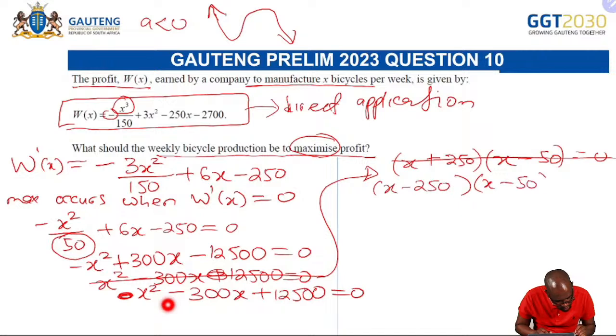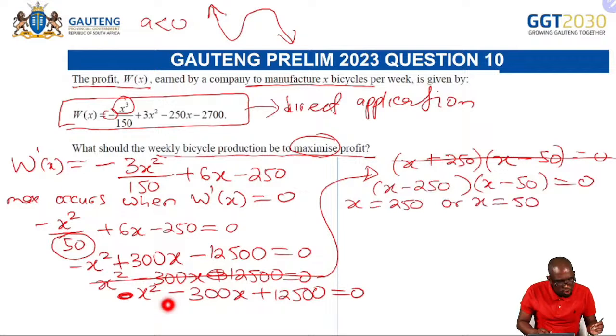Both of them should be positive like that. So I'll get that x is 250, or x is equal to 50. So you're getting two x values. Remember, these x values, if this is a cubic function, then they represent the minimum and a maximum. So now we want to find out which one is the maximum.